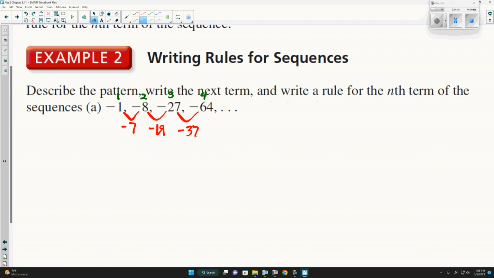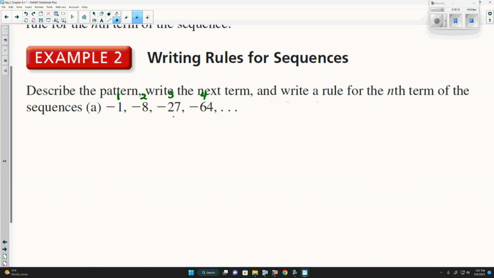Because if the difference of these numbers was the same, it'd be considered arithmetic. There'd be a common difference, something we're adding or subtracting. The difference of these doesn't tell us much, because that's negative 12, and this is negative 18. So differences doesn't help us much.